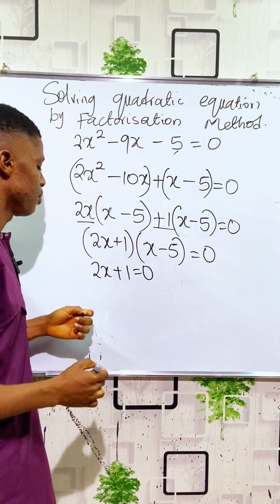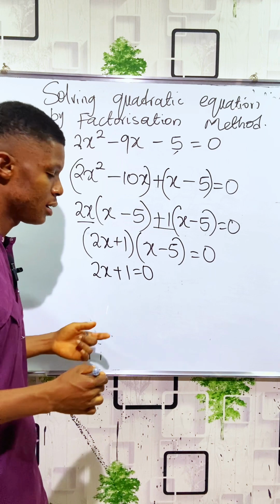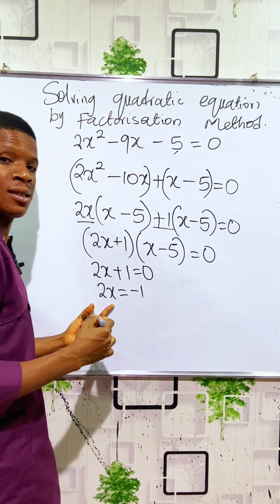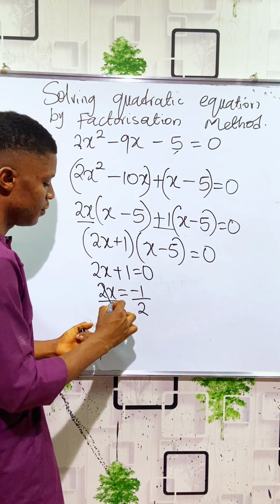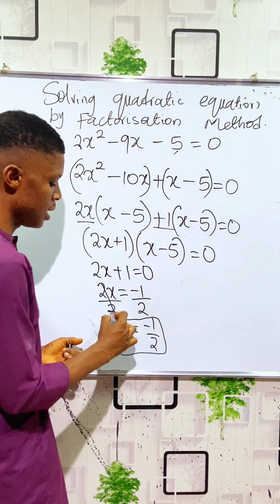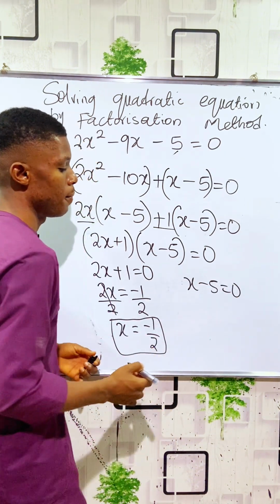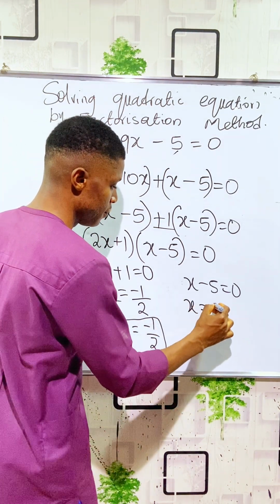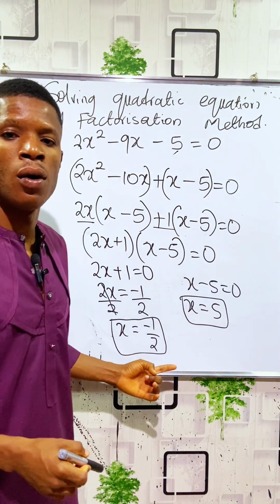First, 2x plus 1 is 0. So here, we can make x the subject by subtracting 1 from both sides. So you have 2x is equal to minus 1. Then x has a coefficient of 2, so we just divide through by 2. If you divide by 2, x is equal to minus half. Here, the first solution is that x is minus half. Then for the second solution, x minus 5 is equal to 0. You just have to add 5 to both sides, and you see that x is equal to 5. So x is 5 here, and x is minus 1 over 2.